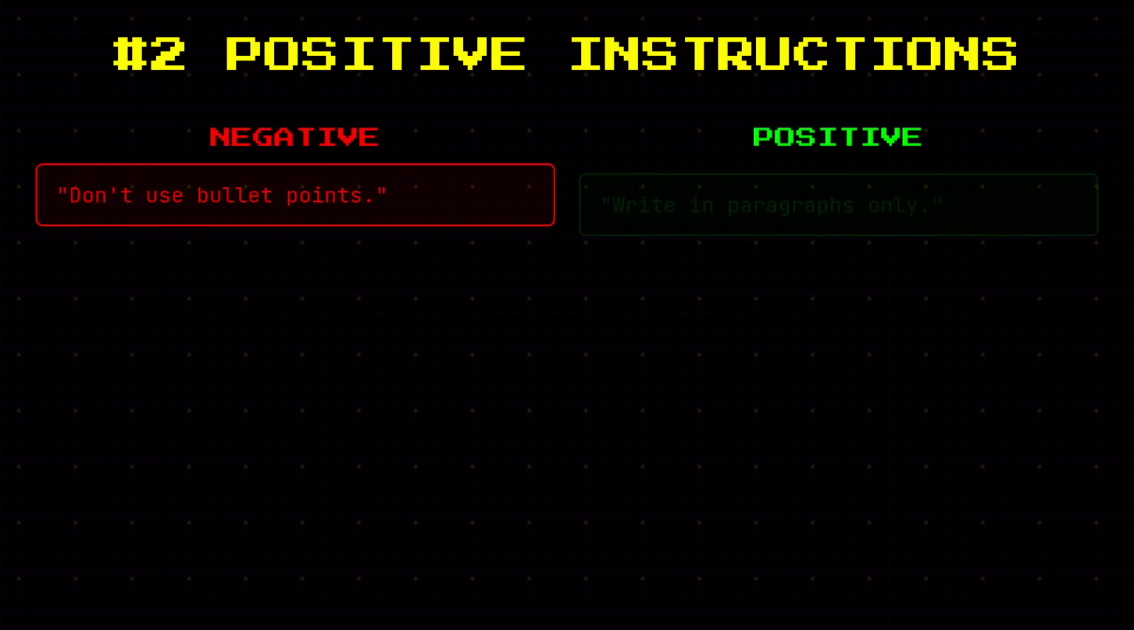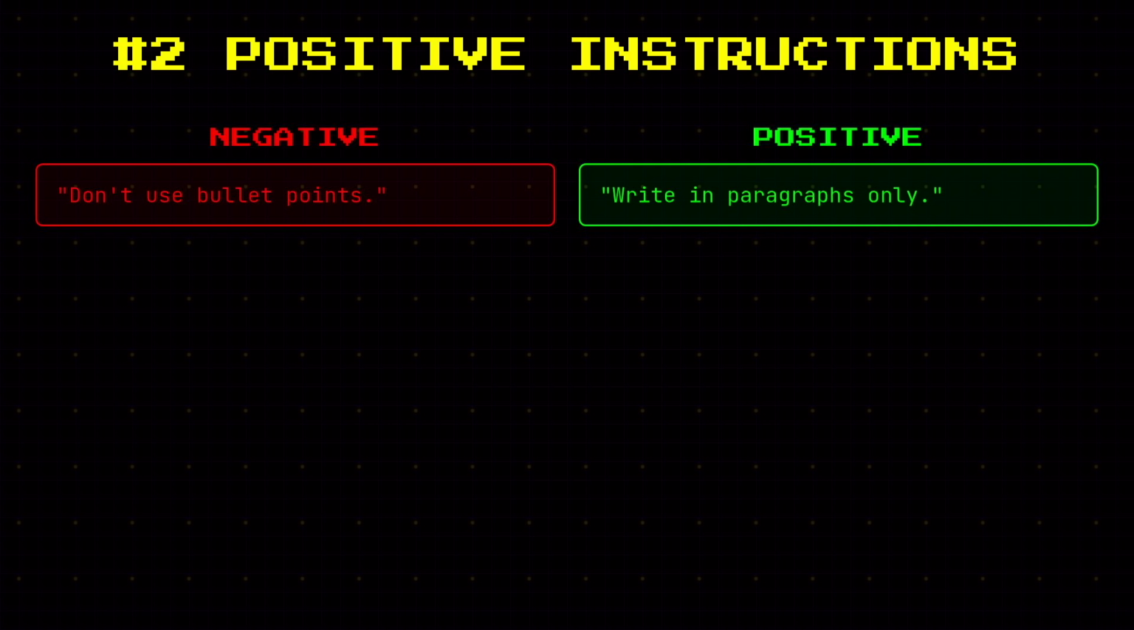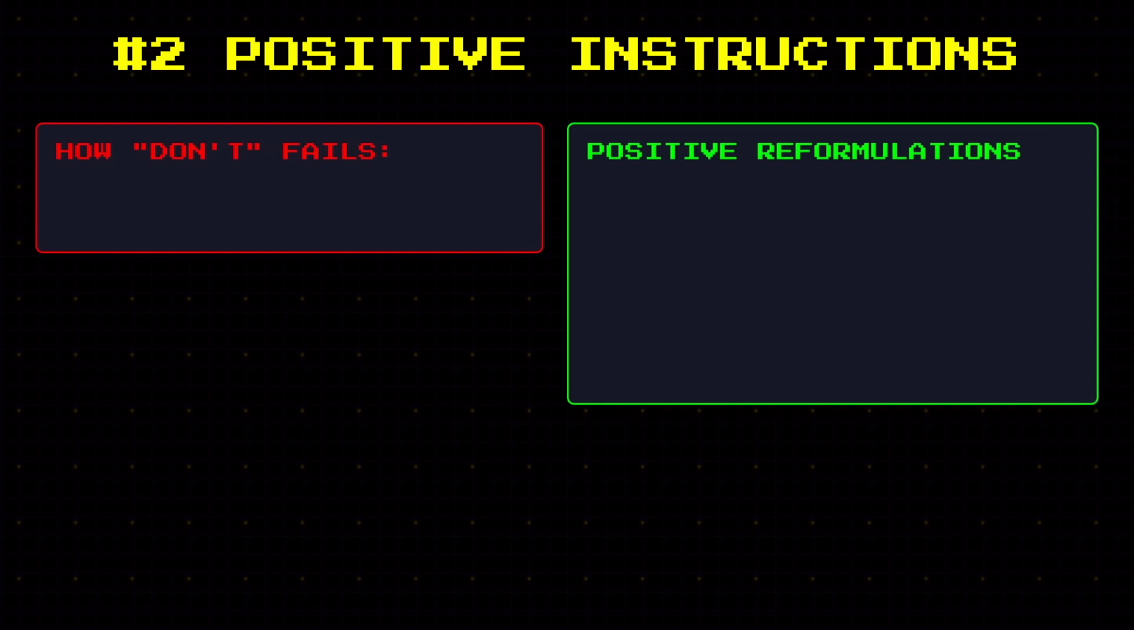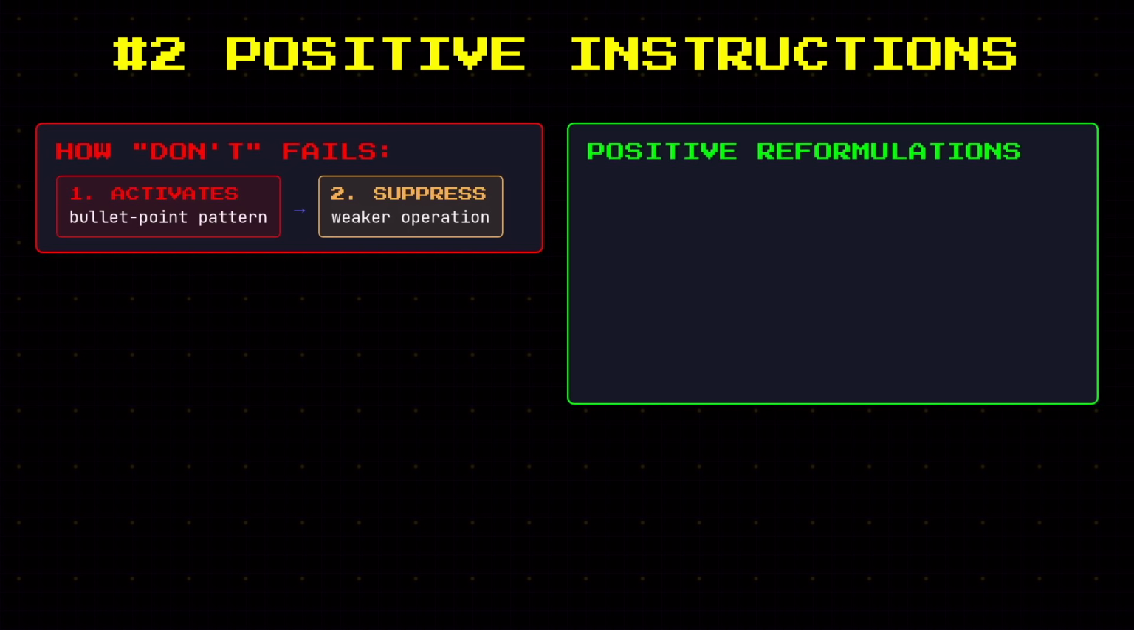The second technique, positive over negative instructions. Consider 2 phrasings. Don't use bullet points versus write in paragraphs only. Semantically identical, but research shows the second is measurably more reliable. When the model sees "don't use bullet points," it first activates the bullet point pattern, because that's the high frequency signal, then has to suppress it. Suppression is a secondary, less reinforced operation. The concept gets activated before the negation can stop it.